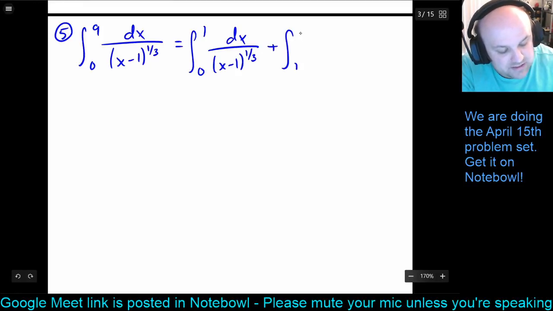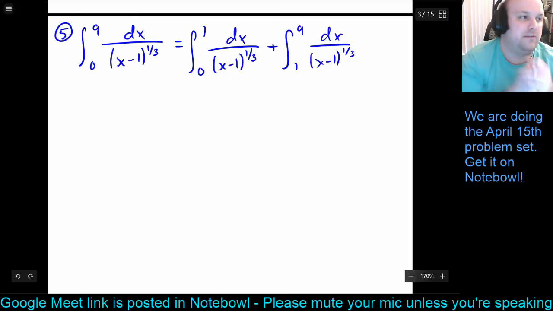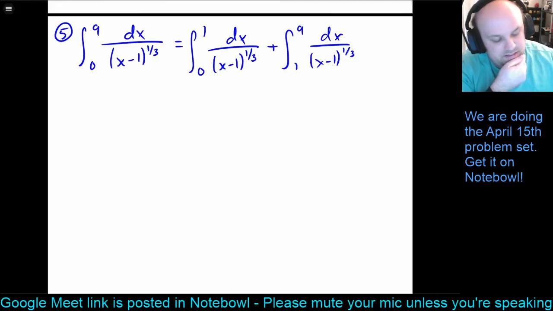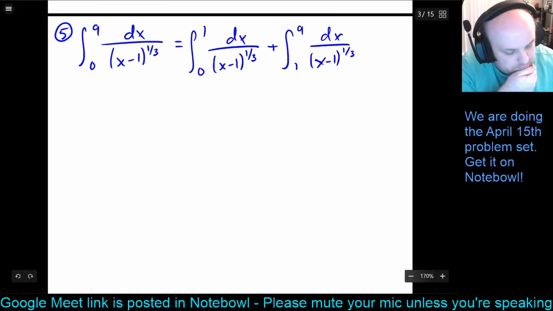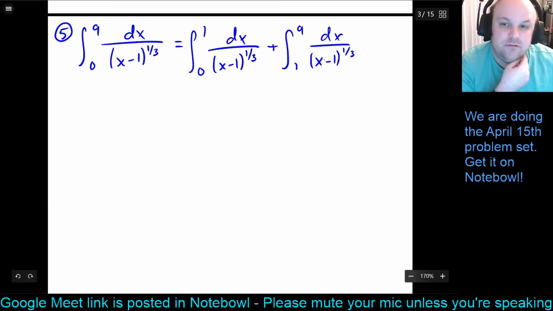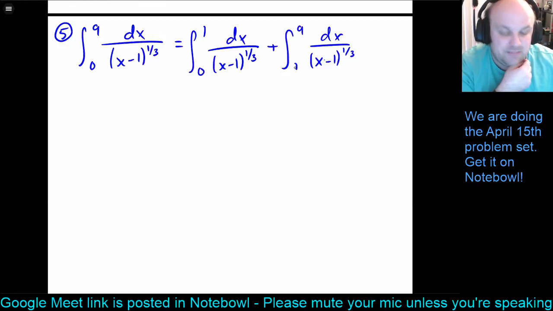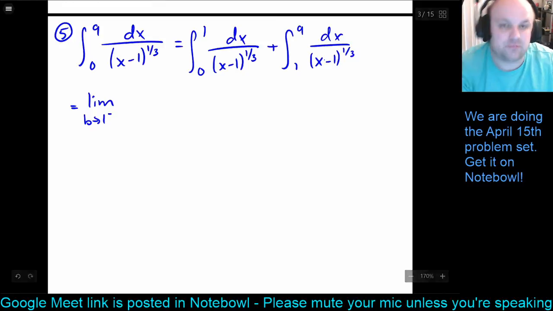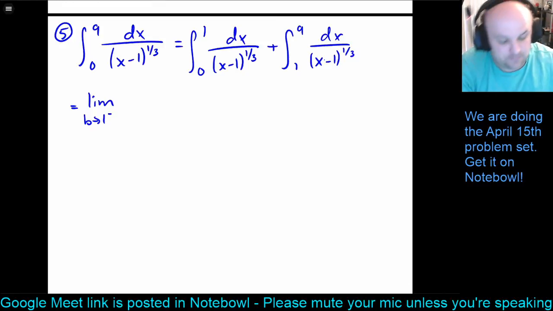And then from 1 to 9. Right? We have to split the integral there because there's a problem. So now that we've done that, what we need to do is take limits to 1. So here, this first one is going to be a limit as b approaches 1, this time from the left, because we're starting from numbers less than 1.